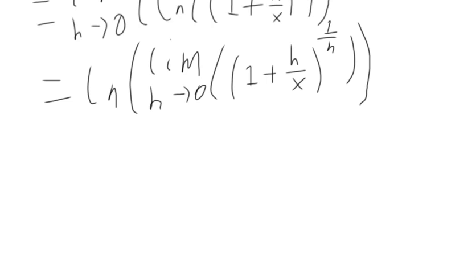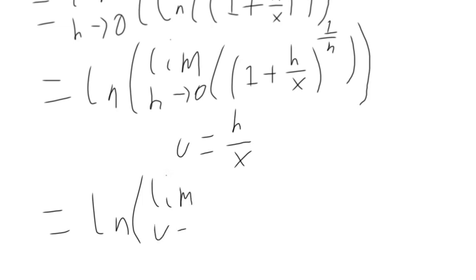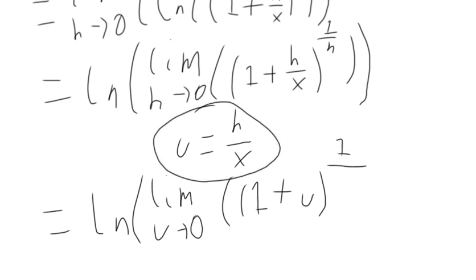So I'm going to make a little substitution here. I'm going to say that u equals h over x. And I'm going to rewrite this limit entirely in terms of u. So this is going to be the limit as u goes to what? Well, we know h is going to 0. So h over x is also going to 0, which means u is just going to 0 as well, of 1 plus u to the 1 over, well, if we know u is h over x, that means h is u times x. So this will be 1 over ux.